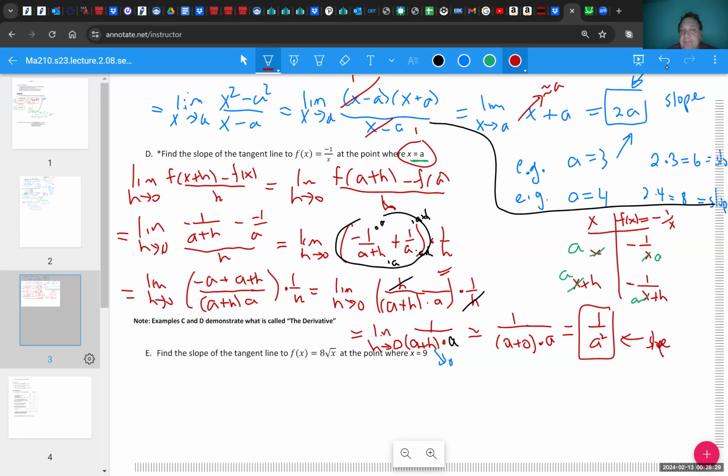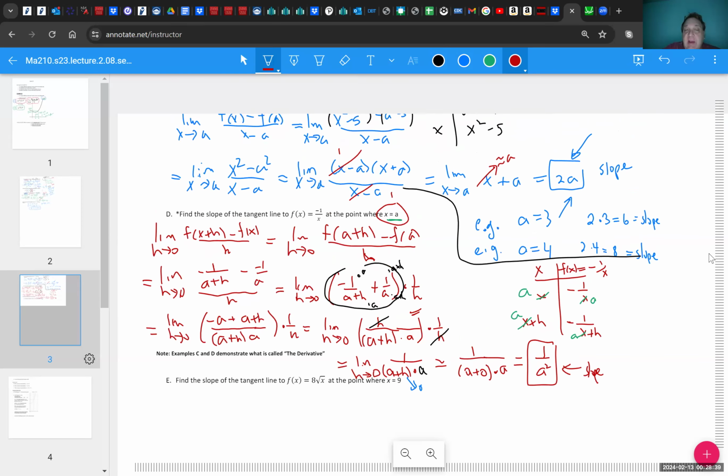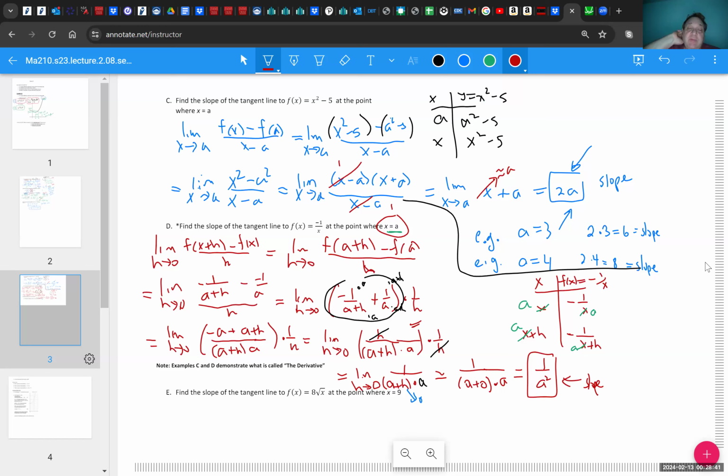I've just demonstrated, by the way, in these last two examples, in example C and D, where we just used a generic point x equals a. This is what mathematicians refer to as the derivative. So not the derivative at a point, which means we specify the x value. This is just called the derivative in general.